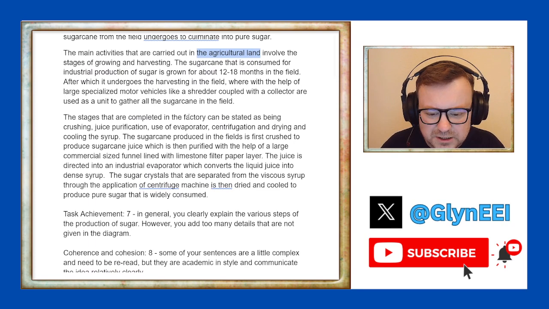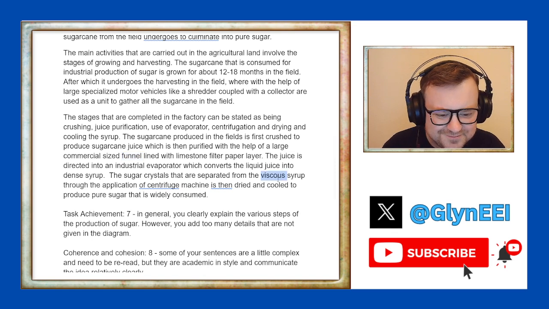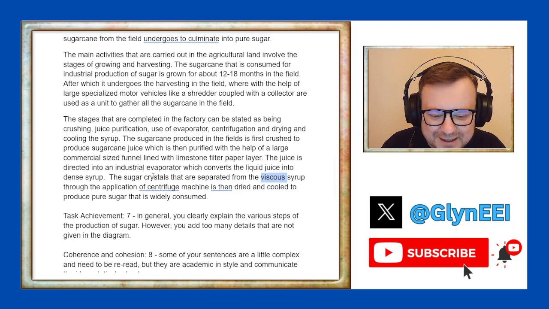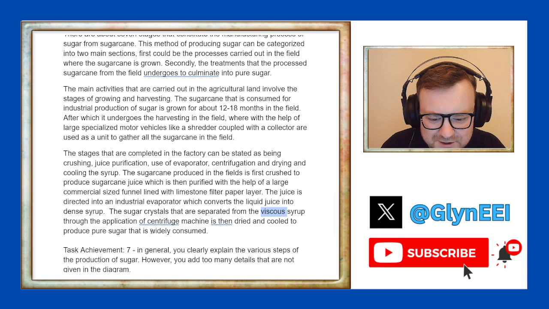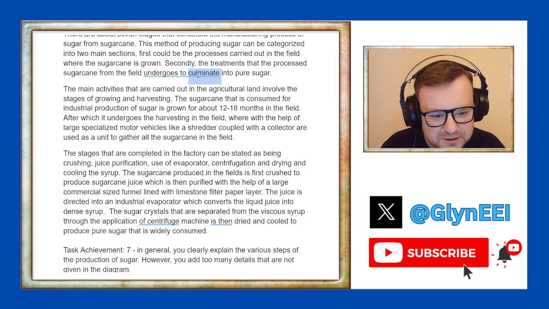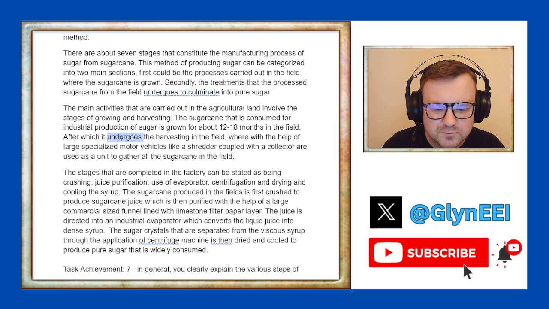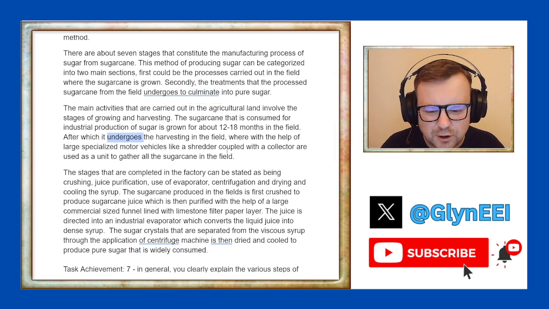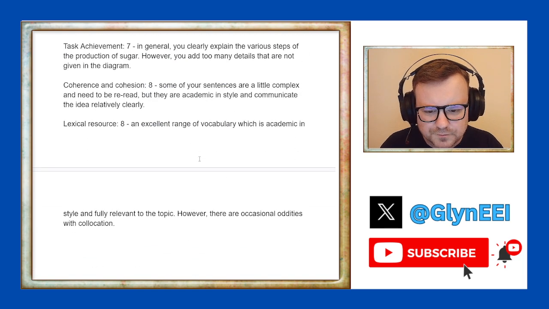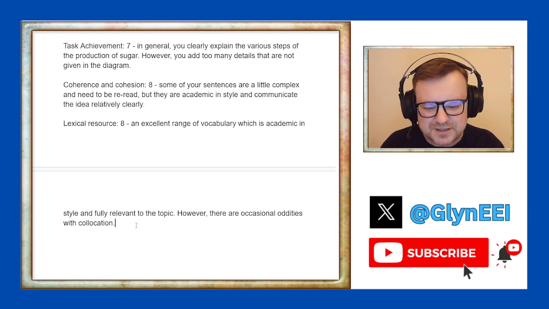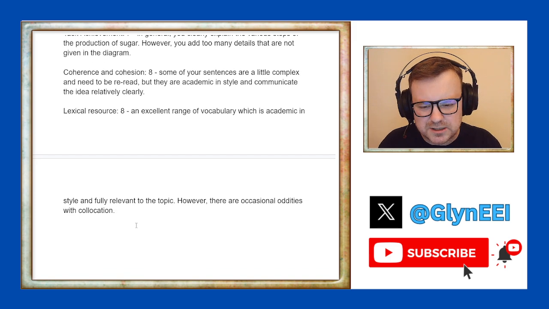I don't even need to pull it out, but funnel, beautiful, very accurate. I assume this is correct, but I don't know what it means. Widely consumed, good. That's a very strong collocation. Culminate, good. To undergo, fantastic. So really a lot of high level vocab. But just because of those few instances of kind of strange collocation, it's at an 8.